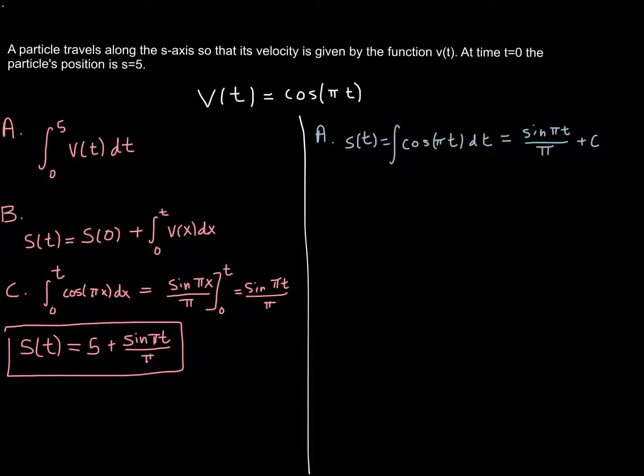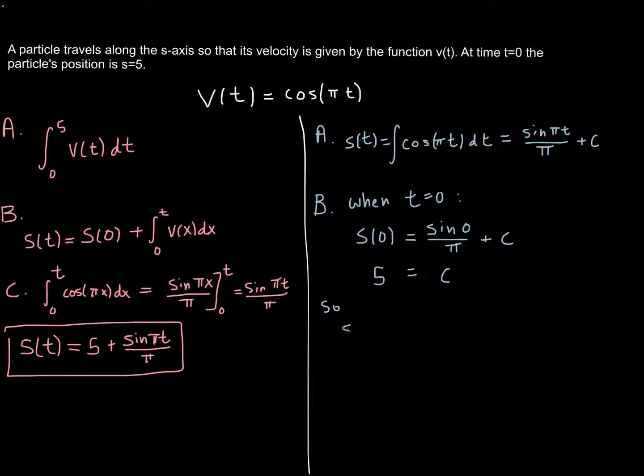Now notice that I don't quite have a completed function for position because of the c constant. I don't know what that is, but I can solve for it because I happen to know what s of 0 is. So I will set t equal to 0, and s of 0 will be equal to sine of 0 over pi plus c. I know that s of 0 is 5, sine of 0 is 0, so I end up with 5 being equal to c. And this means that I now have my function, s of t.